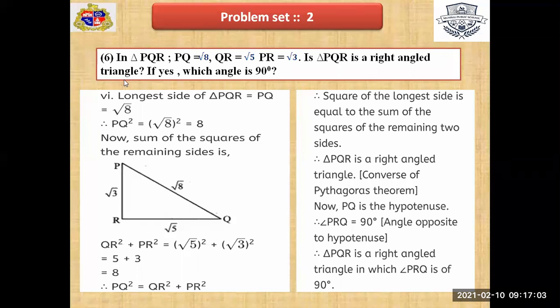Okay, simple question. Here roots are given, don't worry. First you have to decide which one is the largest side. Then find the square of the largest side. Then find the squares of the remaining two sides and add them. If the largest side square is equal to the sum of the squares of the remaining sides, then it is definitely a right angle triangle. Okay, students, so here this question finishes. Now we see the next question.